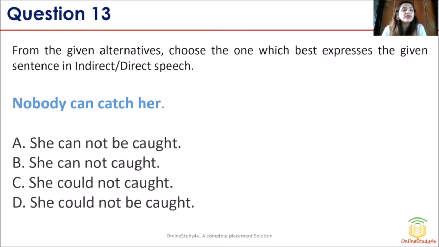So you guys may be confused between A and D. The correct answer is A. That nobody can catch her. So there is no need to change the can. She cannot be caught. That is your correct answer.